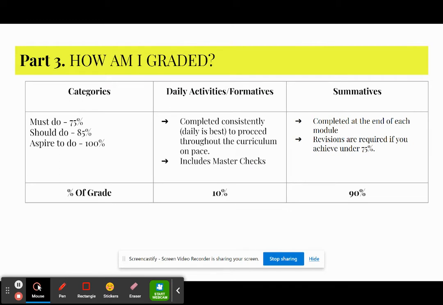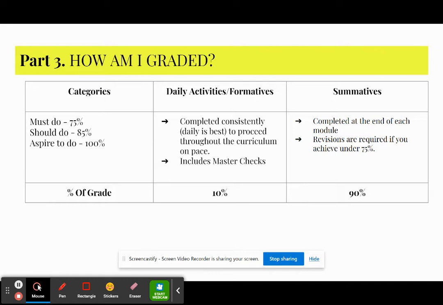So, how am I graded? And again, your must do's, should do's, and aspire to do. Your daily activity and formative assessments like mastery checks are the things that you're supposed to be doing every day to learn and proceed through the curriculum on pace. And this includes the mastery checks. Your summatives are completed at the end of each, not modules, but units. And revisions are required if you achieve under 75%.